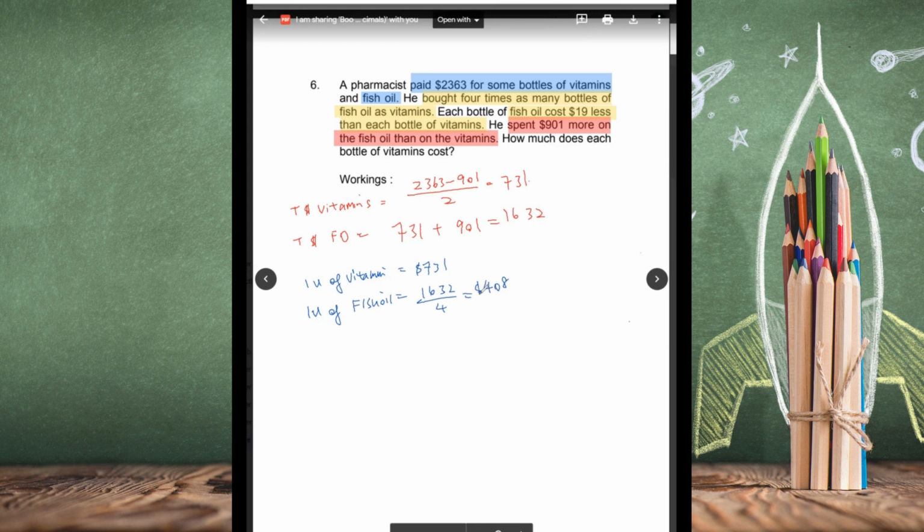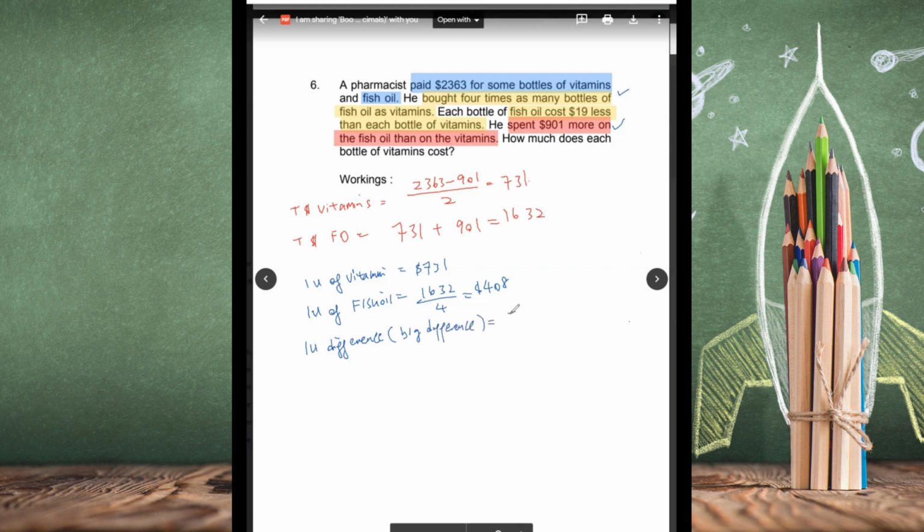So if we actually get the total 1 unit for the vitamin and we find the 1 unit of the fish oil already, now we have to see, we actually done this part, we also done with this part. So there's only one part left, that is the difference. So if we can find that 1 unit, the 1 unit difference between the fish oil and vitamin is actually equals to which is also, we call this as the big difference.